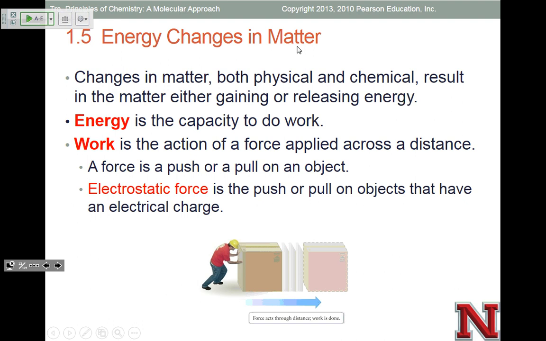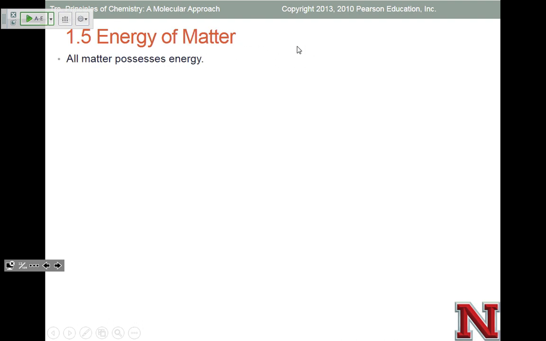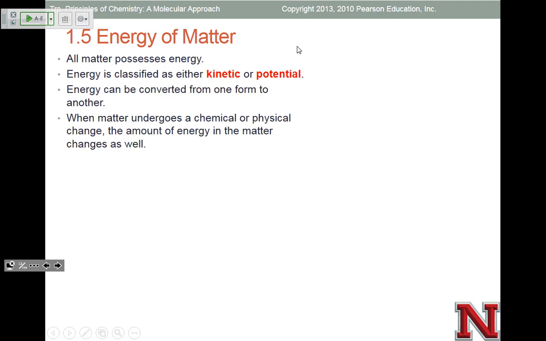And a lot of what's going to drive our chemical reactions is going to be the attraction between positive charge and negative charge. So the electrostatic force is going to be fairly important as we go on and discuss in more detail. So all matter possesses some sort of energy, and it's classified as kinetic or potential energy. Again, this is a review from physical sciences, something that you've probably learned since 9th grade. And we'll get into more details when it's appropriate.